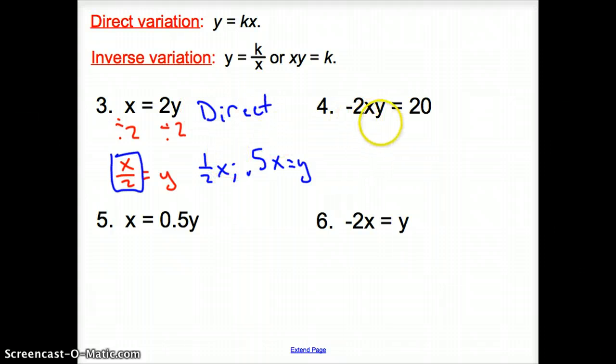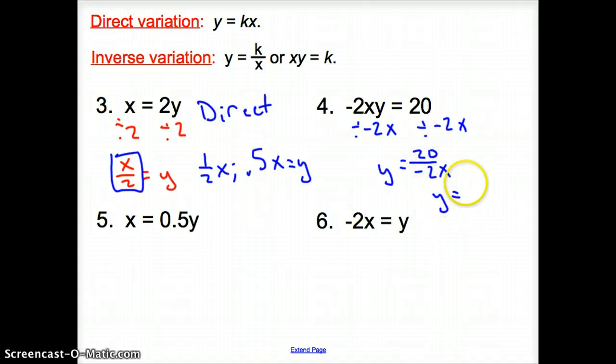How about number 4? We want to get y by itself. What is attached to the y? We have an attached -2 and an x, so we want to divide both sides by -2 and x. We will be left with y equals 20 over -2x. Now, you don't have to simplify, but I'm going to simplify this to be y equals -10 over x. Now, why does x stay on the bottom? Because x can't divide into 20. You don't know what this x is, so x stays on the bottom.